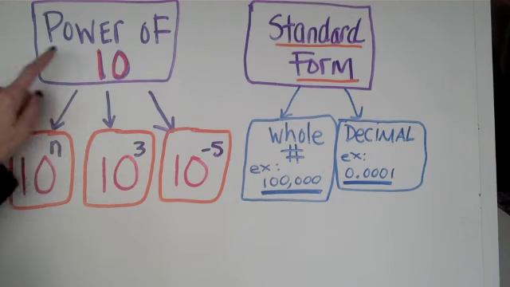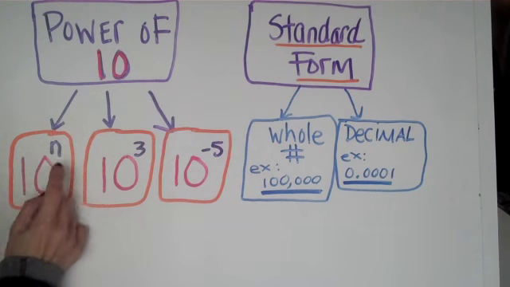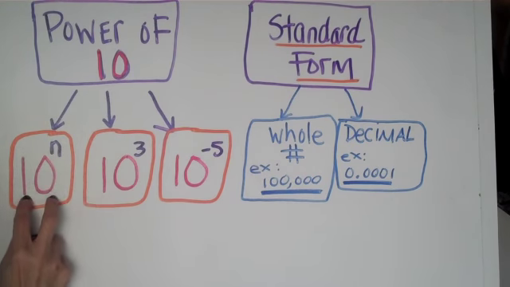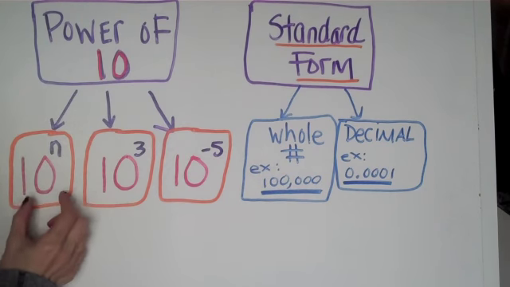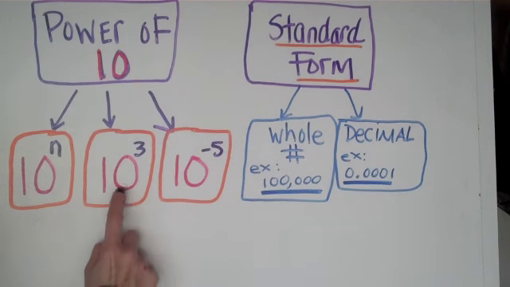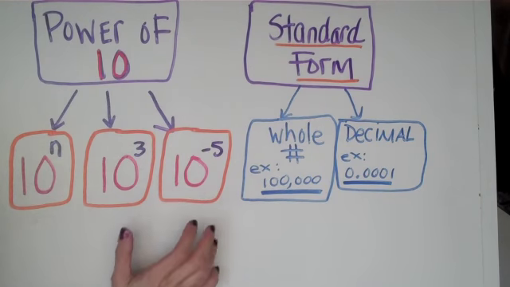You can think of a power of 10 as something with a base and an exponent. Together they form a power, but the base is always 10. So you see in these examples, you have 10 to the n power, where n can equal anything. 10 to the third power would be another example of a power of 10. 10 to the negative 5 power, another example of a power of 10.